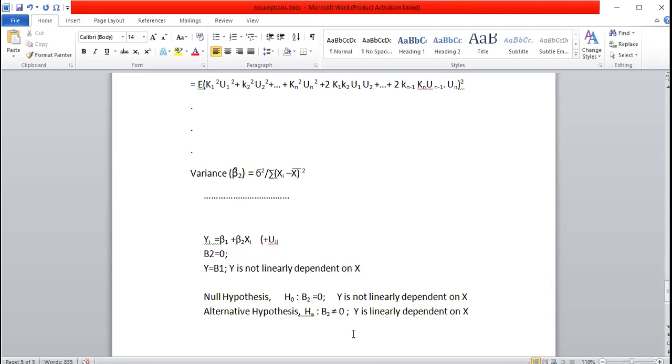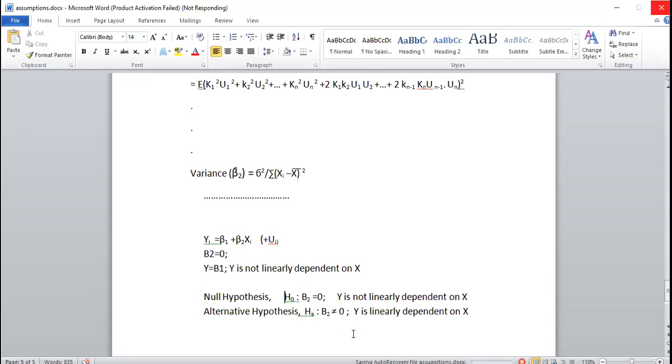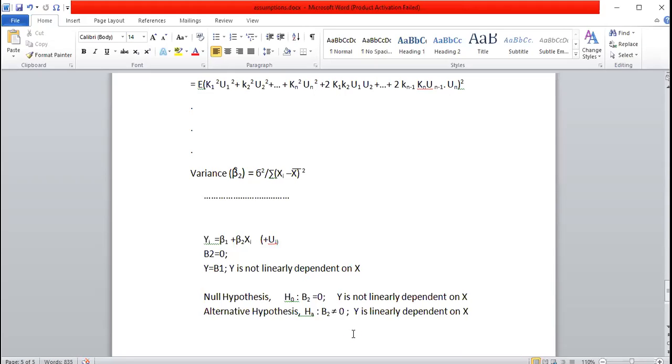So when you are trying to test whether something is true or not, then you resort to hypothesis testing. Now, number one, please listen carefully.